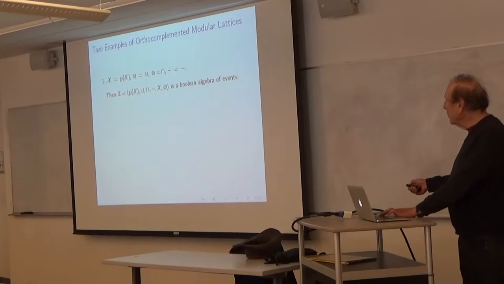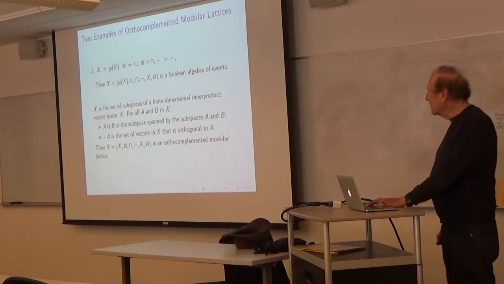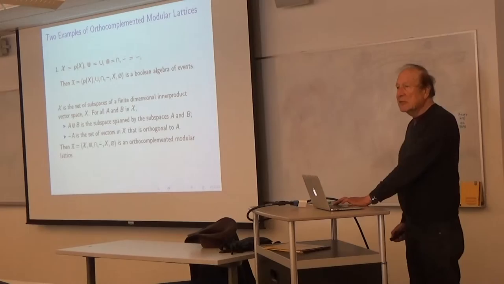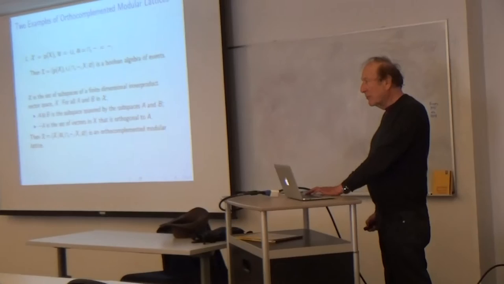Okay, so here's two examples. One is Boolean algebra, and the other example is the one you know, finite-dimensional subspaces of a finite-dimensional inner product space, or more generally, the closed subspaces of a Hilbert space. It's orthomodular, but it's not modular. If it's finite dimensional, it's modular. If it's infinite dimensional, it's orthomodular. Okay.